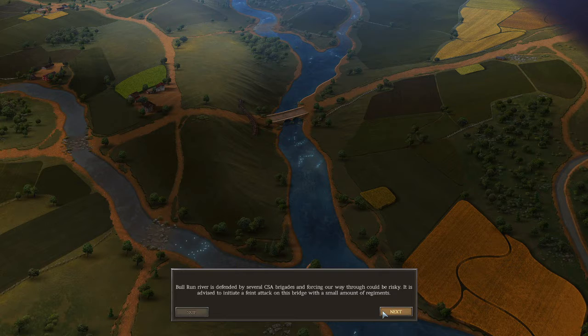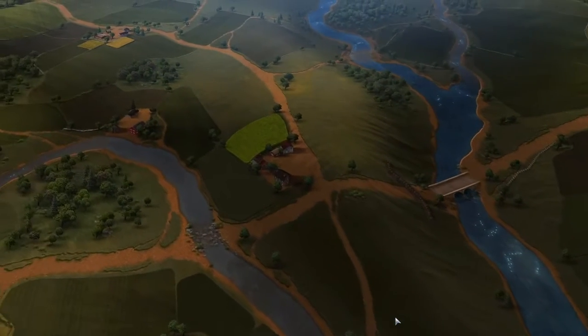Bull Run River is defended by several CSA brigades, and forcing our way through could be risky. It is advised to initiate a feint attack on this bridge with a small amount of regiments. I think they actually did pull that off. Not entirely sure.